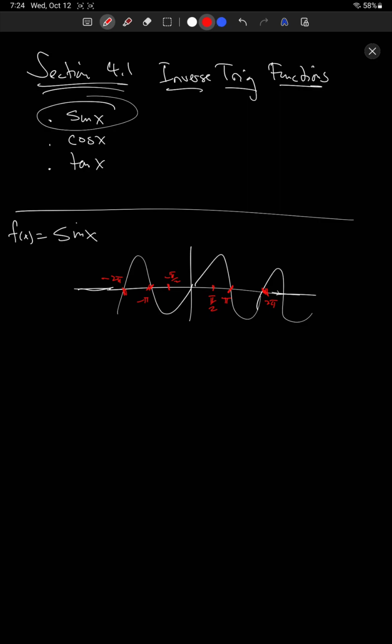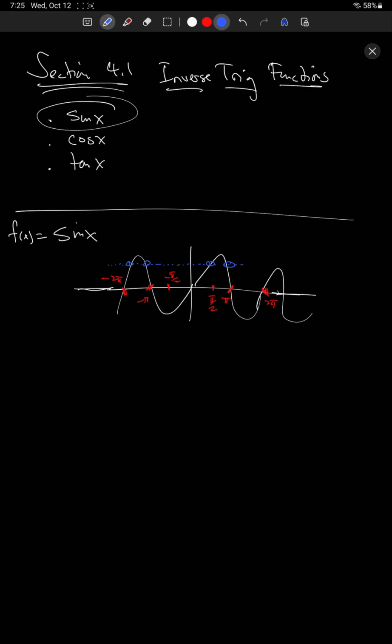Already we see that sine has no inverse because it doesn't satisfy the horizontal line test. Many horizontal lines are actually going to intersect the graph at an infinite number of positions, right? Infinite number of places. And so the horizontal line test does not work. Okay, and so this function, as I'm looking at it right now, has no inverse.